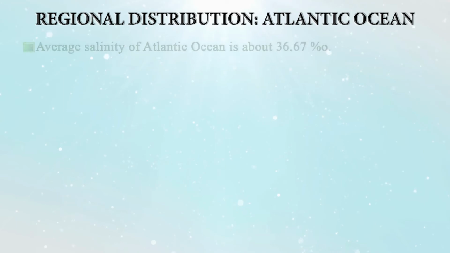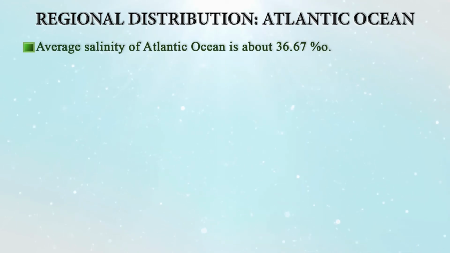Now, let us study the regional distribution of salinity. First start with the Atlantic Ocean. The Atlantic Ocean has an average salinity of about 36.67 per thousand. And when we see the world map with the isohalines showing the salinity in different parts of the oceans, after one or two slides I will show you.